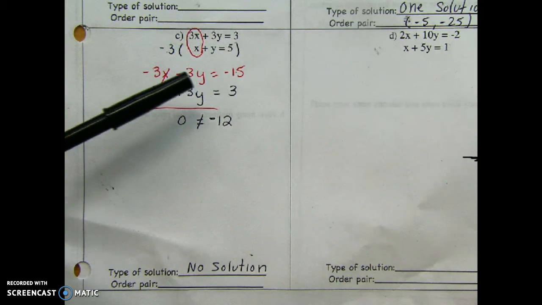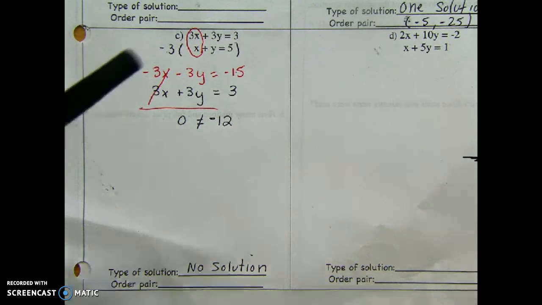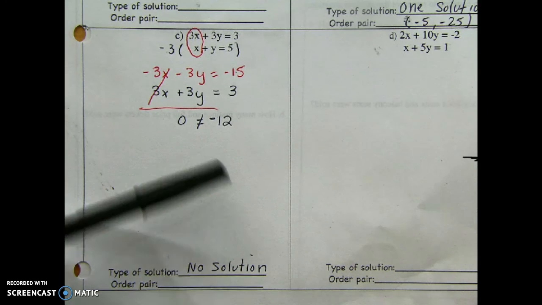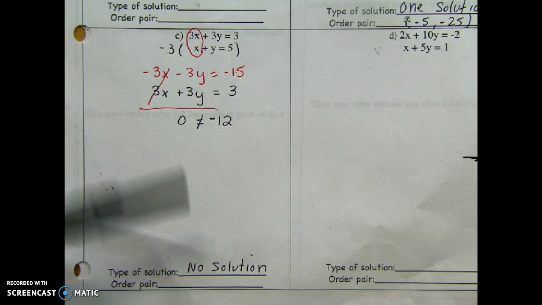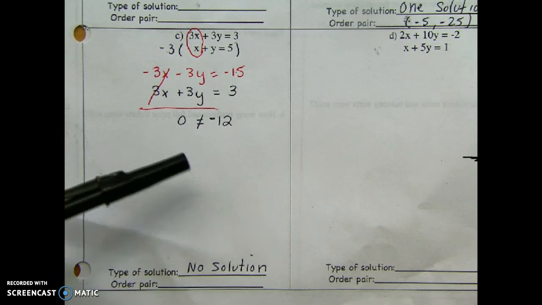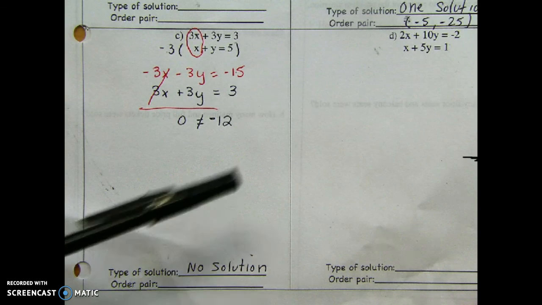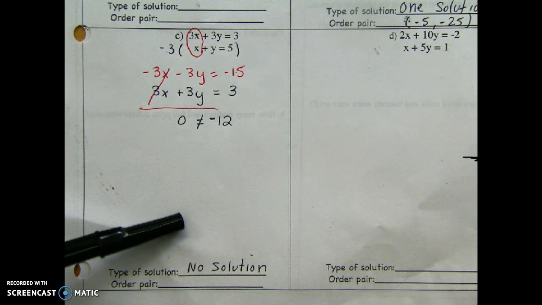But if you multiply by a different number, your answer will be different, but it's still going to be no solution. So if someone has a different answer, 0 equals a different answer, as long as it's no solution, it's still correct.